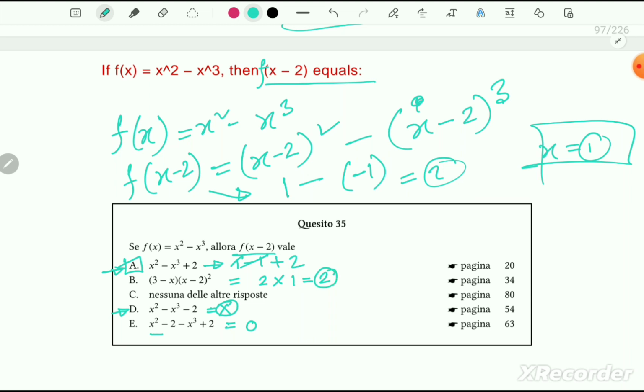That's making it confusing. In that case, I would suggest you input another value. Let's say x equal to 0. If we input x equal to 0, then we can again consider these A and B options. So in case of 0, here function of 0 minus 2 gives us 4 and minus 8. In case of 0, here we will find 4.